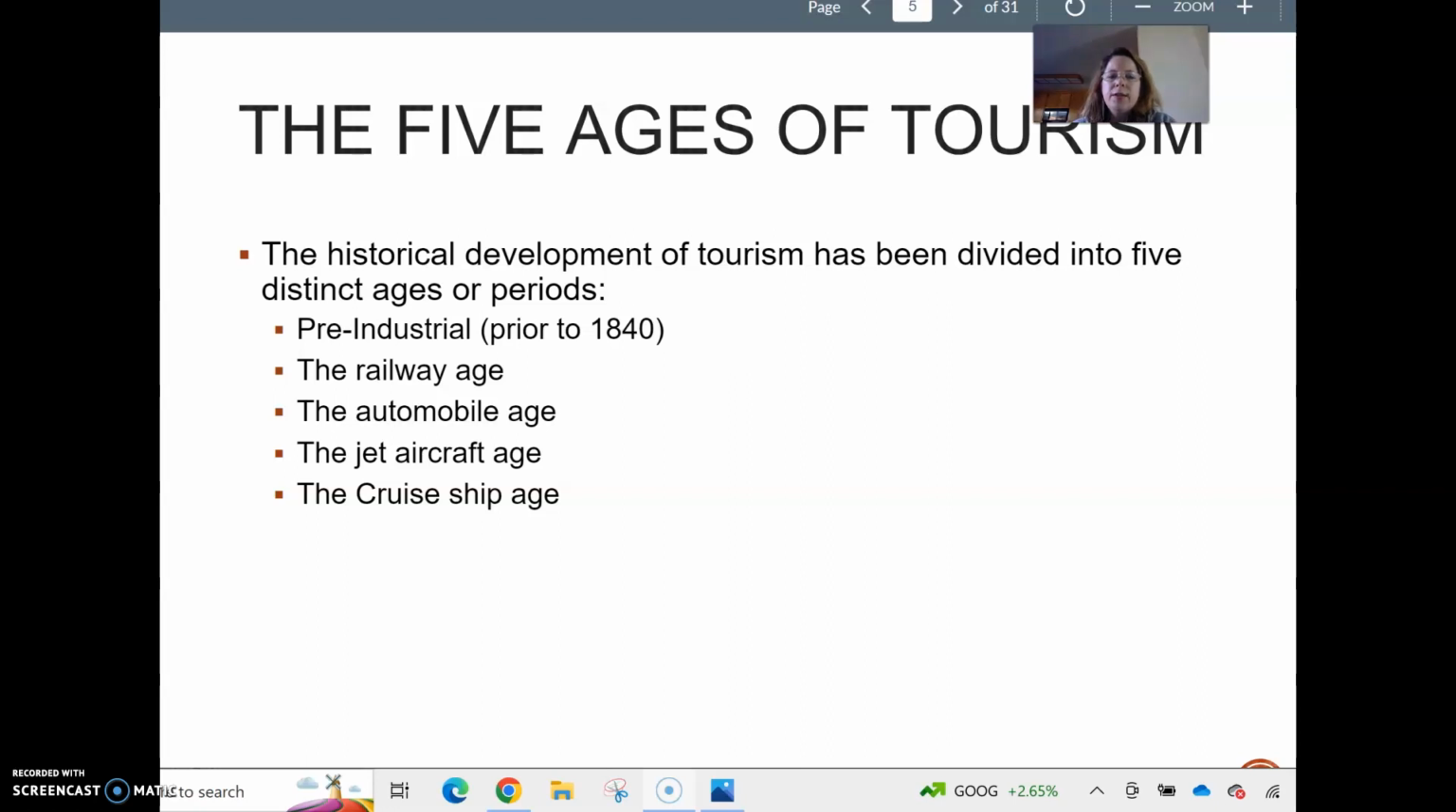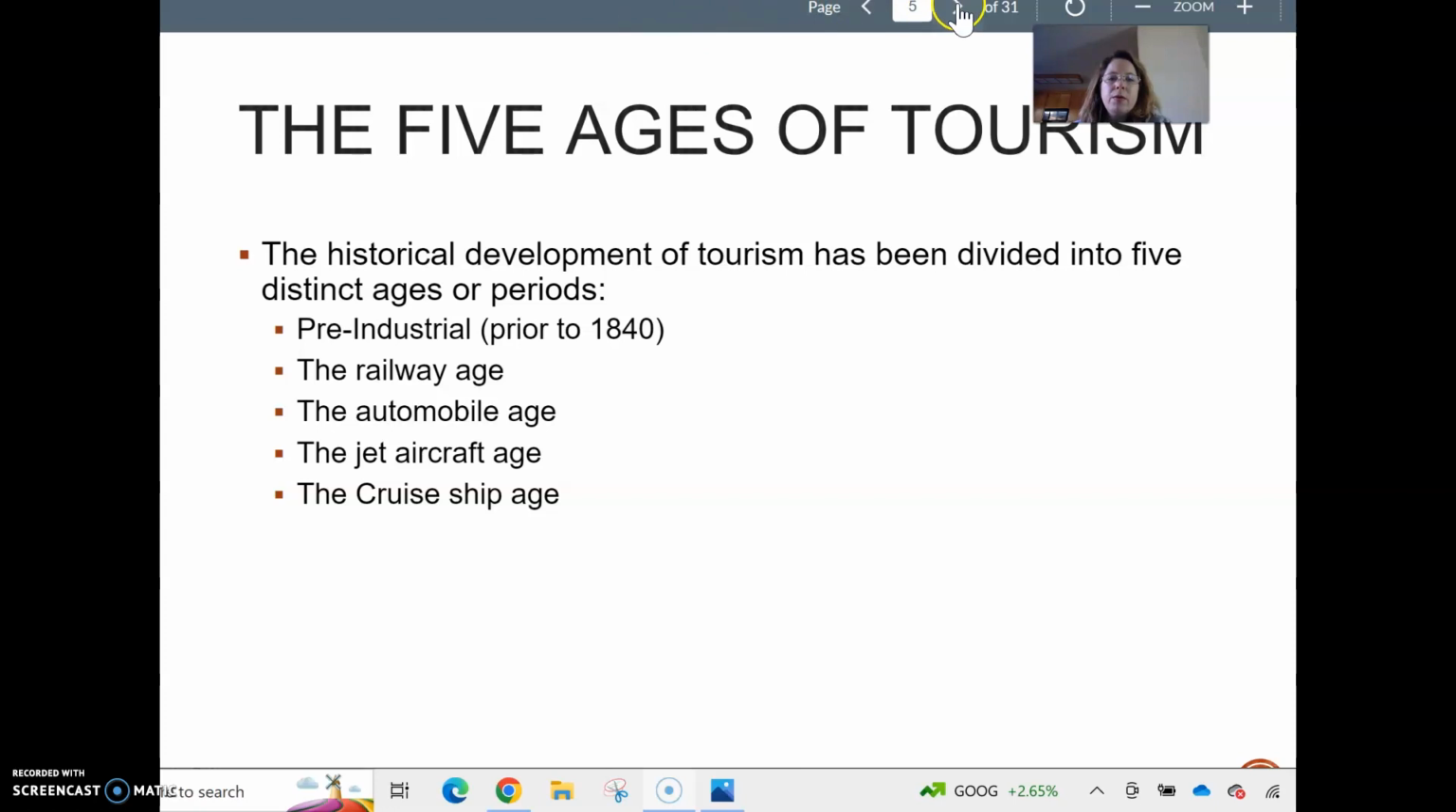And in this particular section, we're going to think a little bit about the ages of tourism, as you see on the screen here, and some of the ways people get around, and even really why tourism exists. Historically, it's really been divided into 5 distinct ages or periods. When I think about this, I think about the technology advances, and that there was the pre-industrial time, and then that gave way to the railway age when trains were the major mode of transportation, which then gave way to cars, which were a much more accessible way for people to get around, until finally the jet aircrafts came into existence to add a little bit of speed, and the cruise ship age.